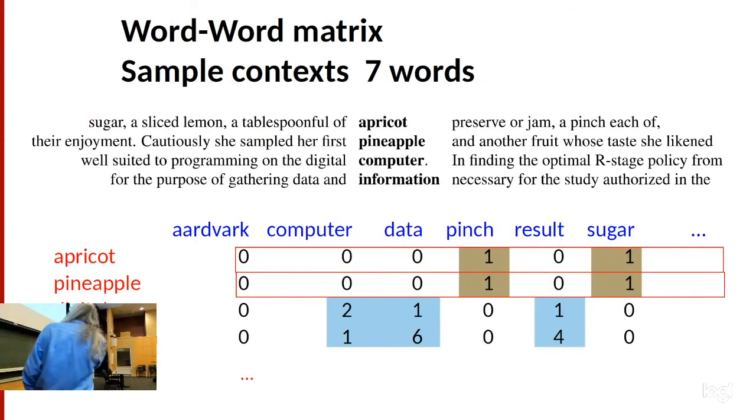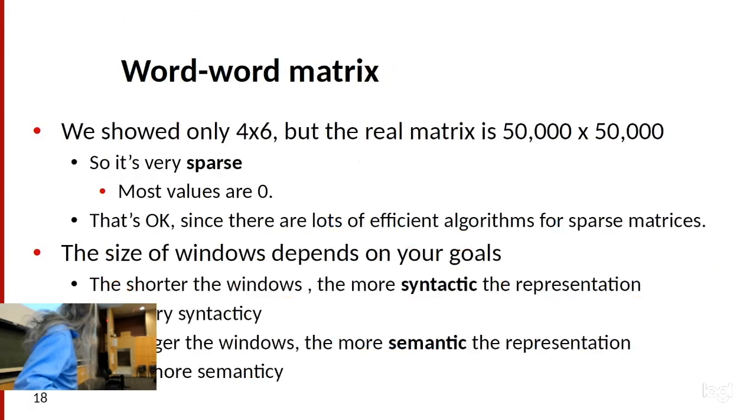Here's another example where we're looking at this with respect to apricot, pineapple, computer, and information. Sorry, not Apple, apricot, because Apple would be confusable with computers. And what we find is that there are certain words that appear next to apricot and pineapple, particularly pinch and sugar, while with digital and information, you're more likely to find words like computer, data, and result. So we have a difference based on the number of occurrences of words that appear in context.